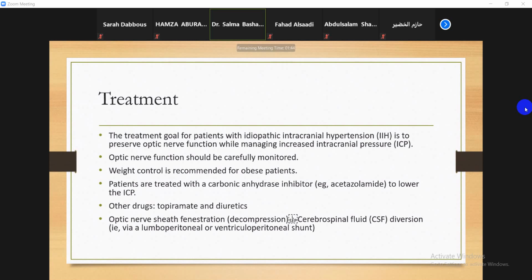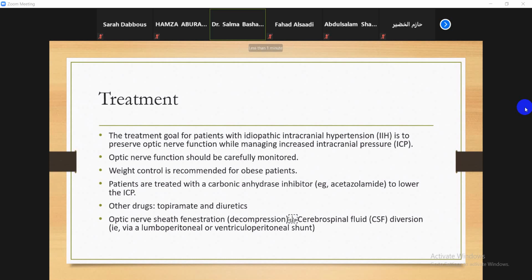If patients fail the medication, we have surgical options, like nerve sheath fenestration, to release the pressure on the nerve to preserve the vision. That's called optic nerve decompression, or optic nerve sheath fenestration. It usually helps with the vision or visual symptoms, but it doesn't really do much for the headache. Other options include cerebrospinal fluid diversion. So we do shunting, lumboperitoneal shunt or ventriculoperitoneal shunt. So you divert the CSF to decrease the intracranial pressure.